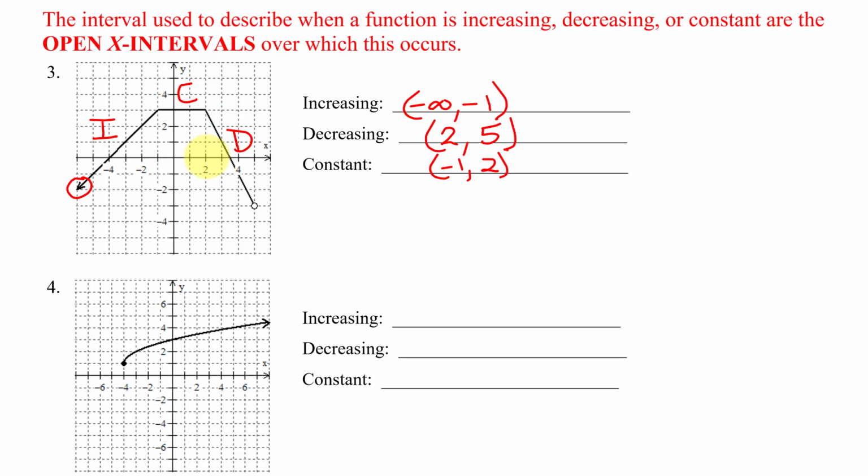The last graph here, what is the graph doing in this section? Notice it's going up, the y values are increasing, so it's increasing in this whole section. It is never decreasing, it is never constant. And when is it increasing? Starting at this point. Even though there's a point here with a solid dot, we're going to use open intervals. So it starts increasing at -4, and it will continue increasing all the way until infinity.